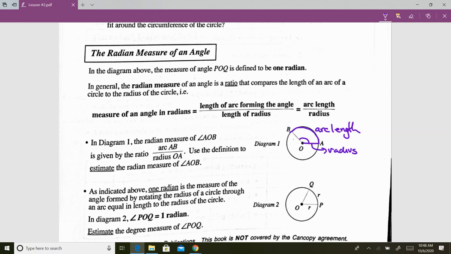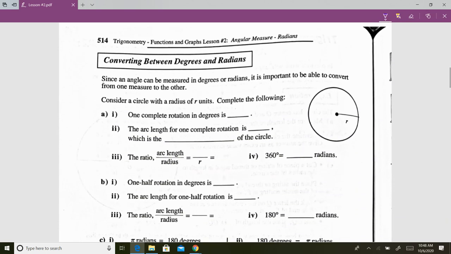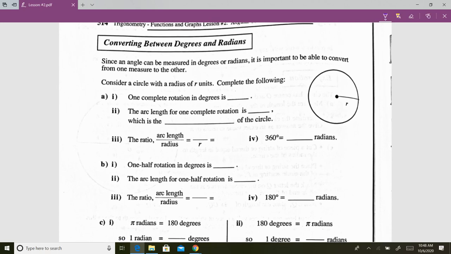So I'm not going to ask you, what's the definition of a radian? What I will expect is that you know certain radians. So we're going to go over to the next page. We're going to go through this. I think it is useful, but then we're going to summarize it at the bottom.